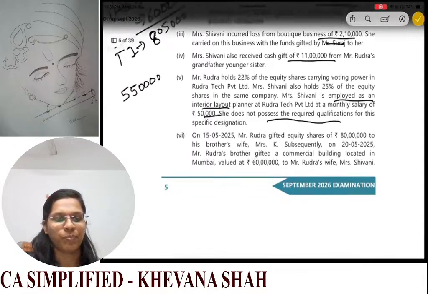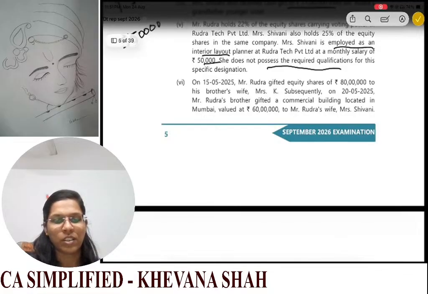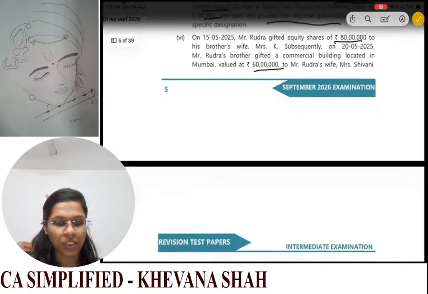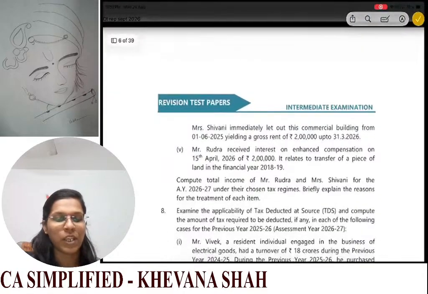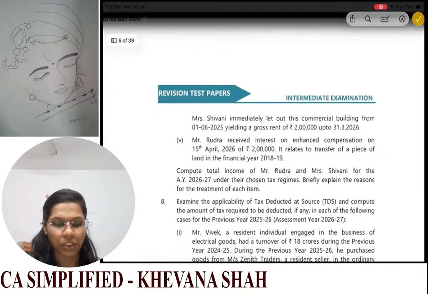Now you have another thing, which is Mr. Rudra gifted equity shares of 80 lakhs to his brother's wife, Mrs. K. Subsequently, Mr. Rudra's brother gifted commercial building located in Mumbai valued at 60 lakhs to Mr. Rudra's wife, Mrs. Shivani. Mrs. Shivani immediately let out this commercial building and she is earning a gross rent of 2 lakh rupees. This is your gift or circuitous transfer.